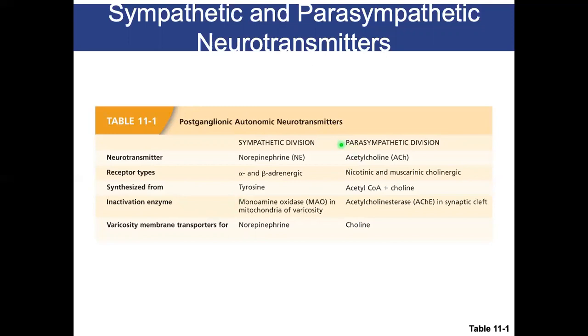Take a look at parasympathetic division. In the parasympathetic division, the neurotransmitter is acetylcholine. Acetylcholine can bind to both nicotinic and muscarinic cholinergic receptors. So practice saying that. Nicotinic cholinergic receptor, and then there's muscarinic cholinergic receptor. The inactivation enzyme is acetylcholinesterase.